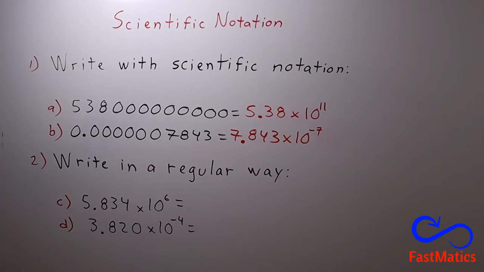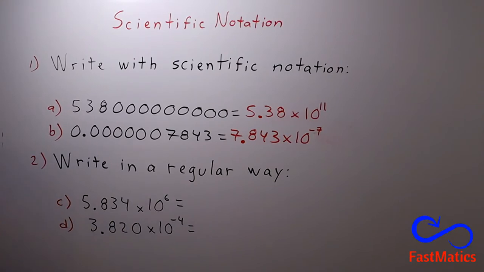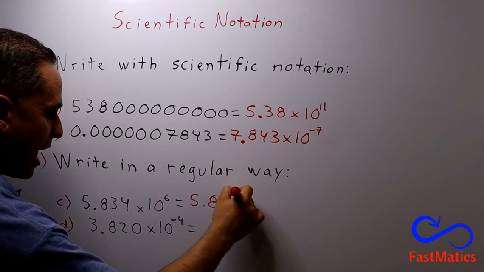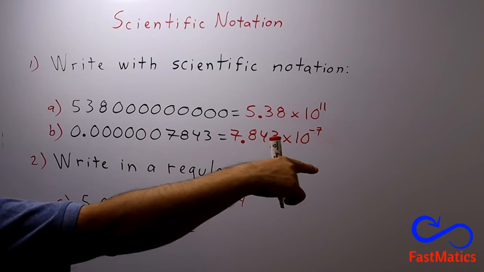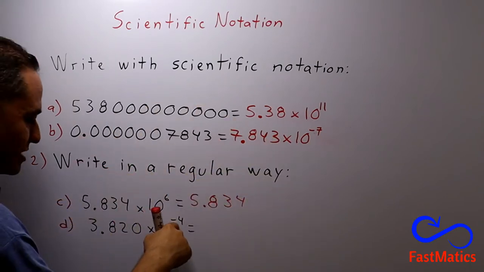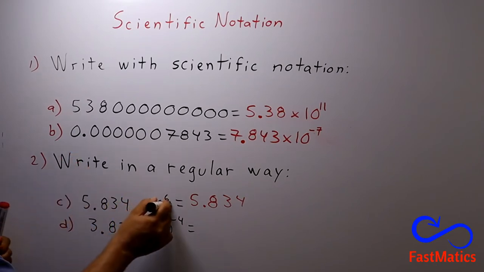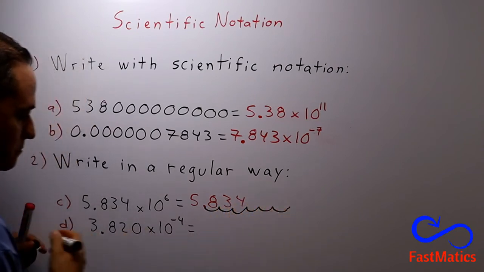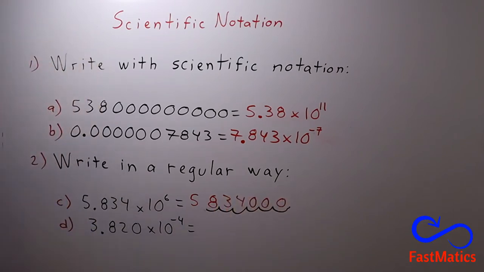Now, more easy. If you have the scientific notation and you want to write the number in a regular way, it is very simple. You write the number, and if the exponent is positive, you move the decimal point to the right. If the exponent is negative, you move the decimal point to the left. So 6 times to the right. 1, 2, 3, 4, 5, 6. You erase the decimal point, you fill it with the zeros, and that's it.